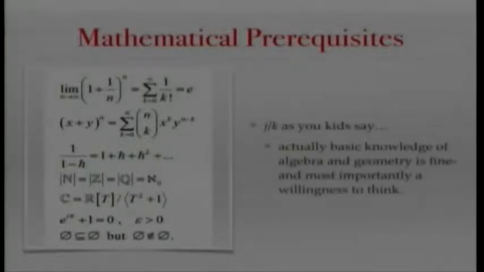And so here are our mathematical prerequisites. JK, as you kids say. That means just kidding. I had to look it up to make sure I did it right. And then there was this list of like 100 things that the kids of today use for text. I'm like, oh my God. Isn't it easier just to write the words and memorize all that?